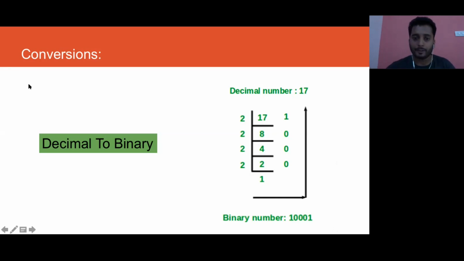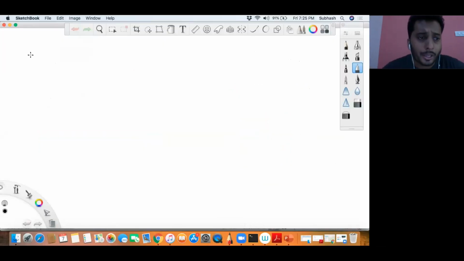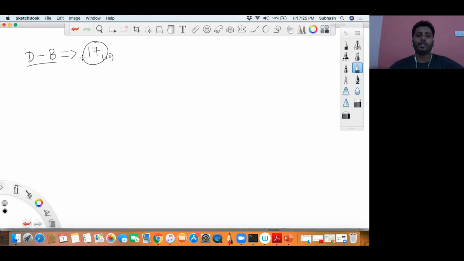The number given is 17. Let me try to solve it for you. Now assume our problem is to convert from the decimal system to the binary number system, and the number given is 17. 17 is in base 10. This is your decimal number system, base 10. I want to convert the 17 into binary. How do I do that? You have to continuously divide this number 17 by 2 and keep the remainder aside.